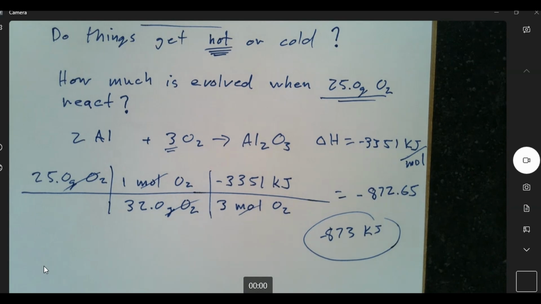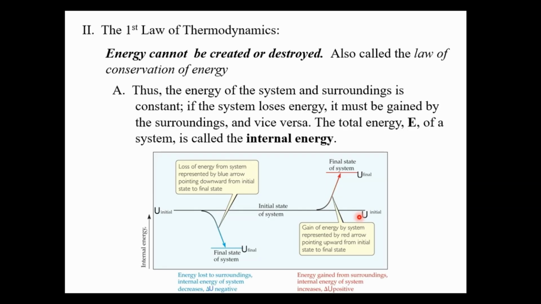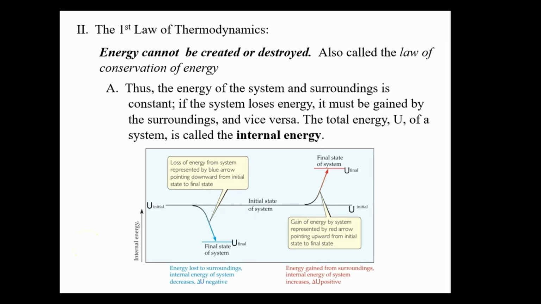All right, any questions about this problem? All right, I was supposed to ask at the beginning of class, what is the first law of thermodynamics? Old books used to call internal energy E. It makes a lot of sense, but you know how it is, got to be like everybody else. Physicists and engineers call internal energy U, so we want to be consistent here. The total energy, U, of the system is called internal energy.